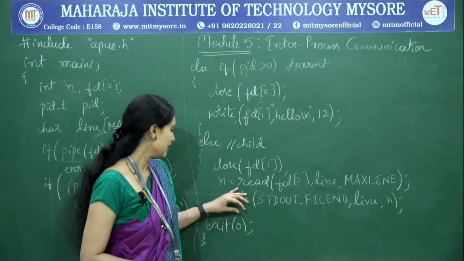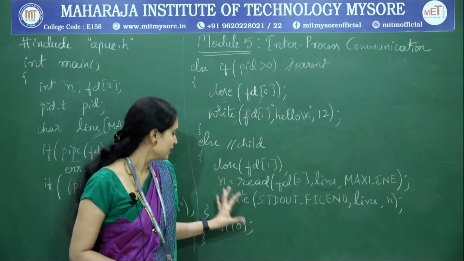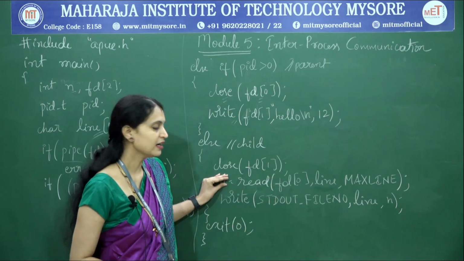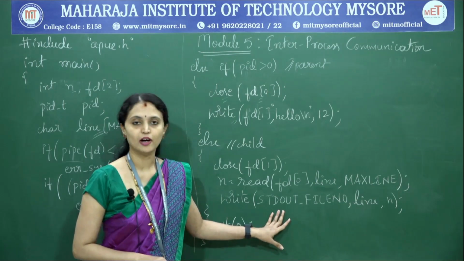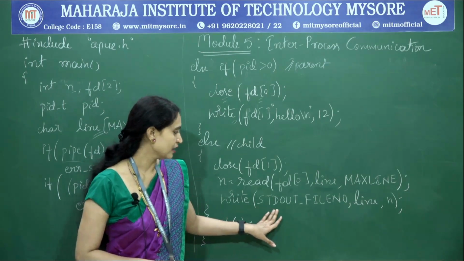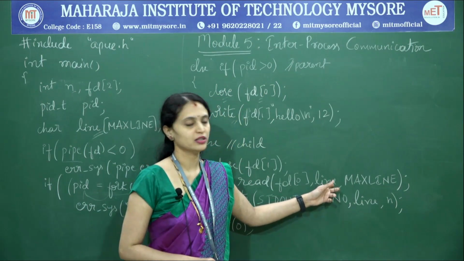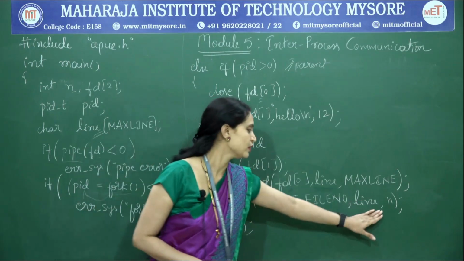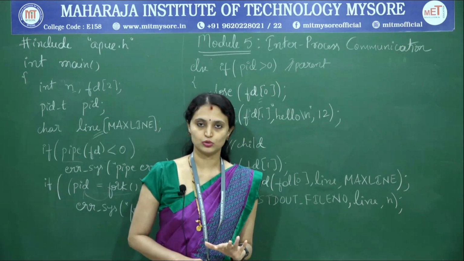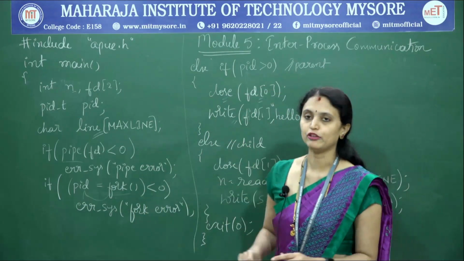That is it. This has nowhere related to the FD of 0 and FD of 1. We are just printing this read data into the console, that means the standard output. So we are passing write, standard output file number, comma, line, that means the buffer to which the information is read, and then n, that means these many bytes of data is printed on the console. So this illustrates the concept of pipe.